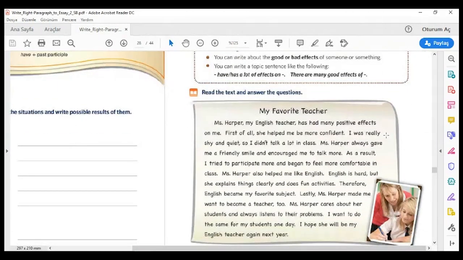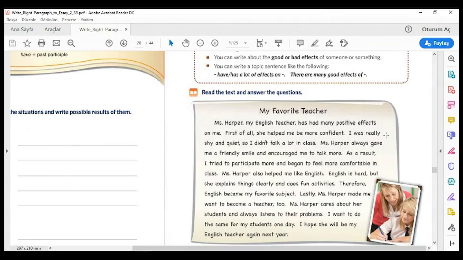My Favorite Teacher. Miss Harper, my English teacher, has had many positive effects on me. First of all, she helped me be more confident. I was really shy and quiet, so I didn't talk a lot in class. Miss Harper always gave me a friendly smile and encouraged me to talk more. As a result, I tried to participate more and began to feel more comfortable in class.